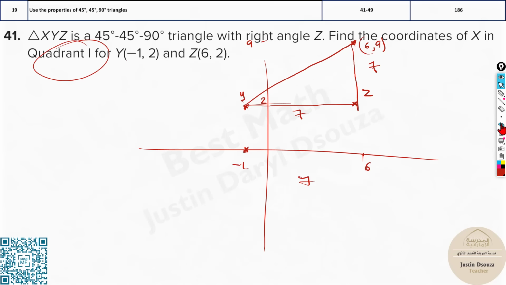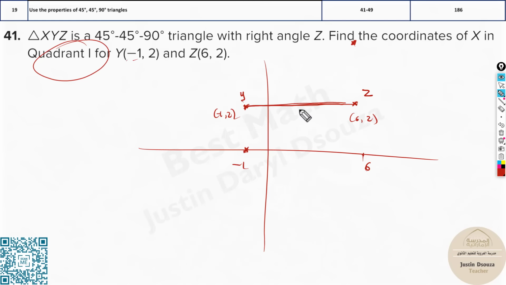I'll just repeat this again. You only have the one side, so let me take all that off. You only know this much from the given coordinates: this is (-1, 2), and this is (6, 2). Now they have told us the point x must be in quadrant 1, so it must be over here. It can't go down, because we know one leg length is 7. It has to go up.